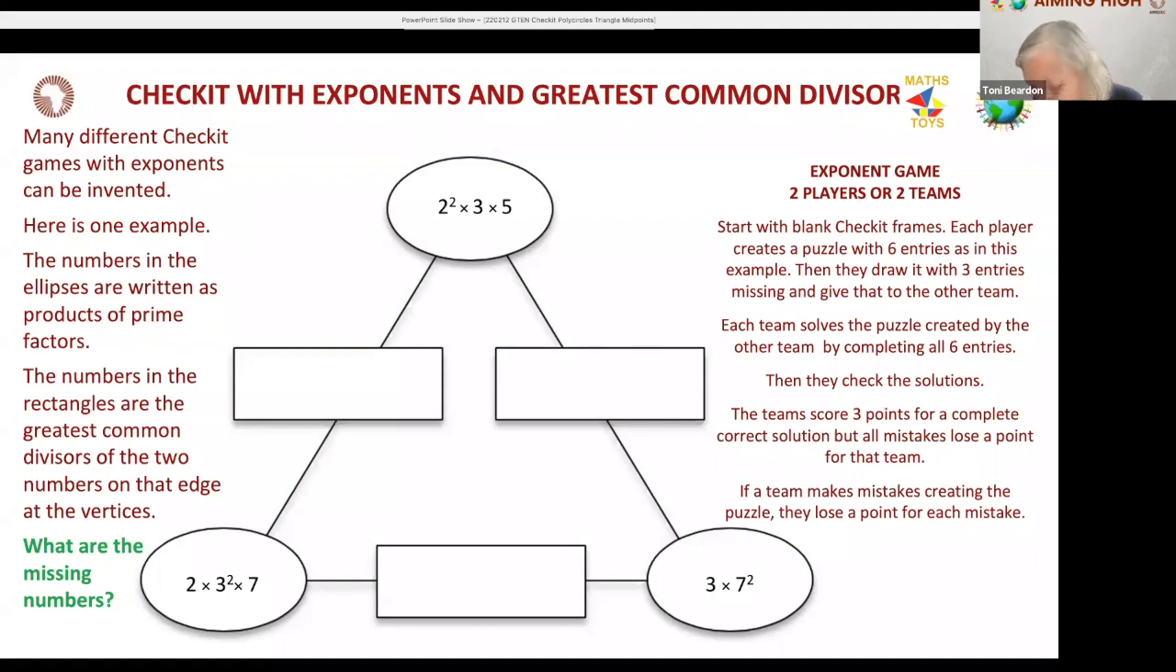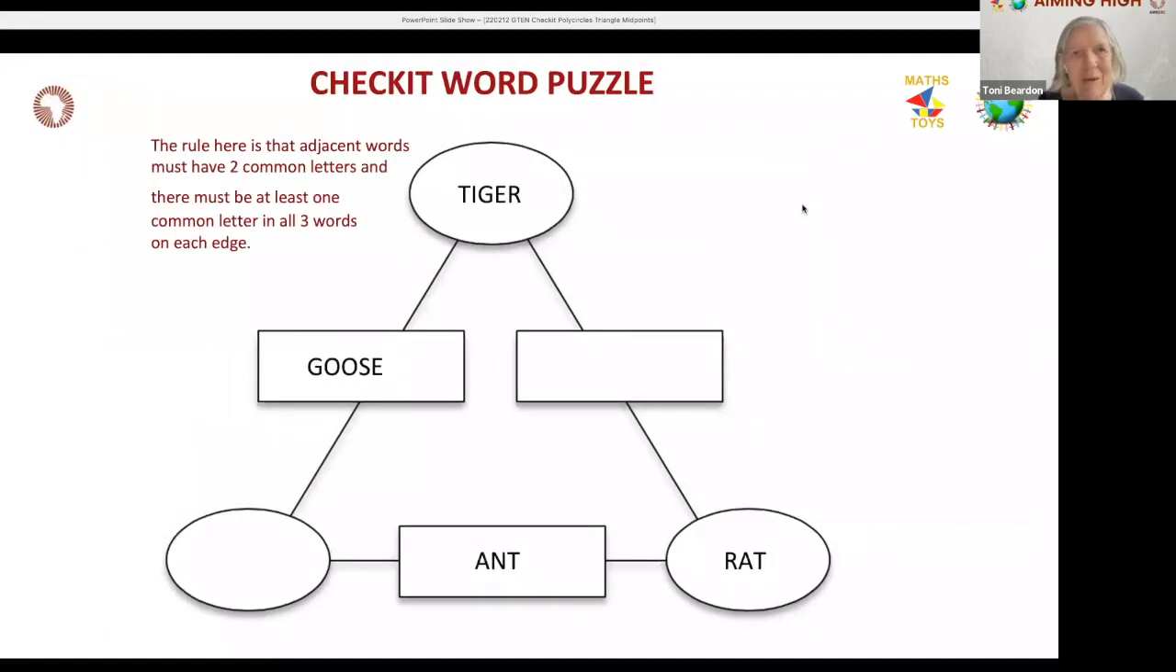Okay, so Mary, we're going to move on to something that's a little bit different now. It's not even mathematics.